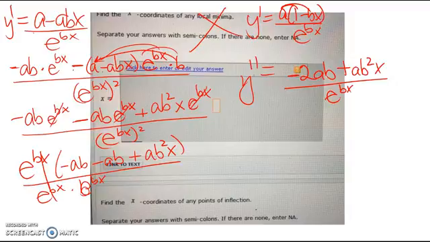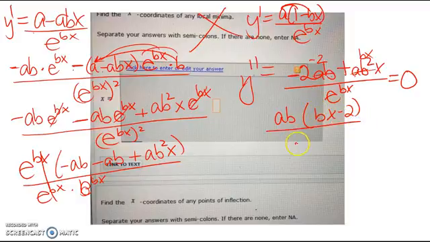All right, if we want inflection points, right, we set the second derivative equal to 0. Oh, I believe I can factor something out here. Let's look. I will factor out an ab up here in that numerator. If I factor that out over here, I'm going to have a bx left. And if I factor out over here, I'm going to have a negative 2. So I'm going to turn this around and say it's now bx minus 2 on top, e to the bx on the bottom.